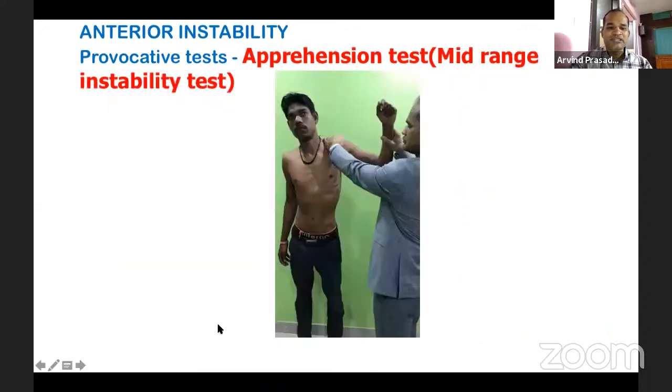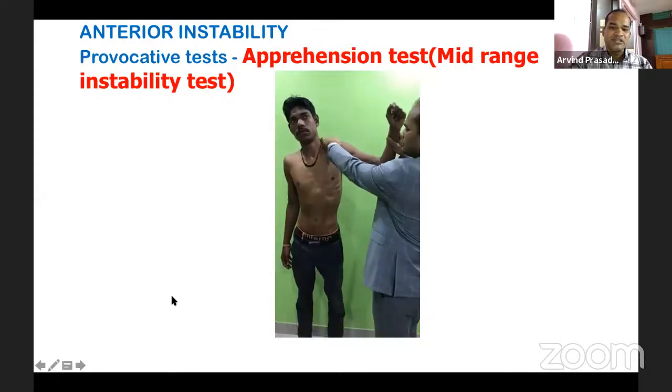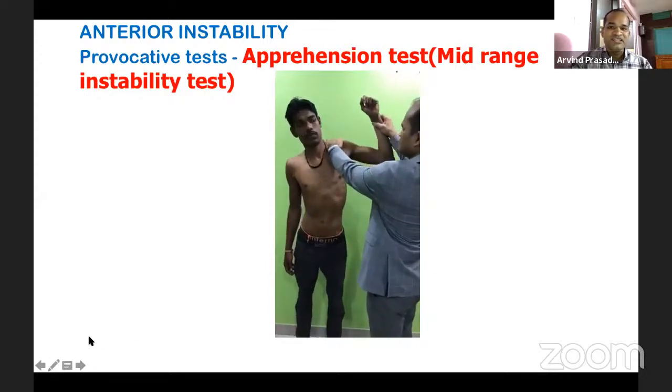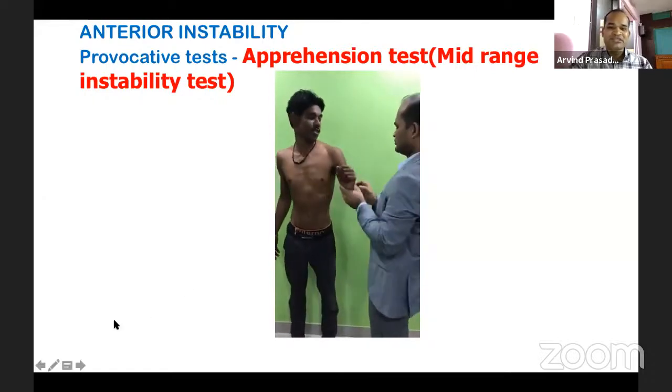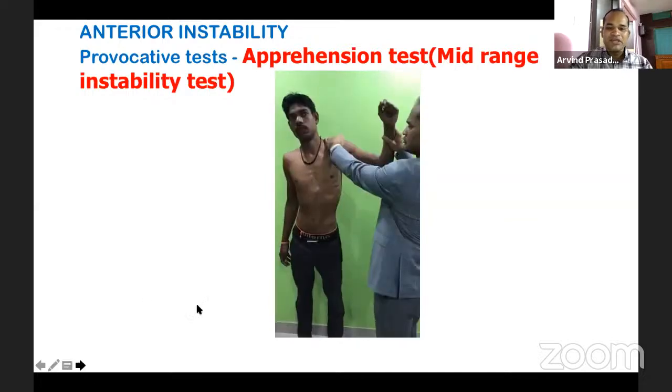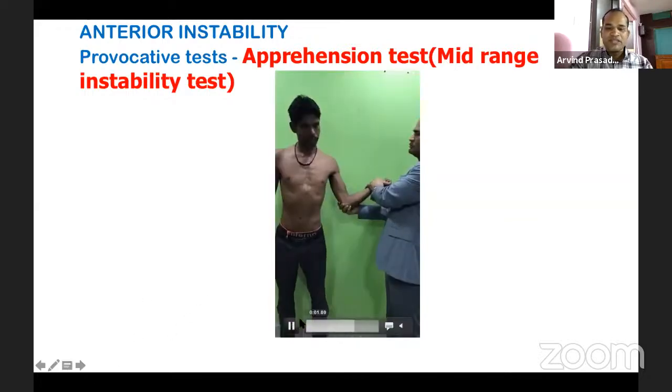Another test is the mid-range instability test. When dislocation of the shoulder joint is associated with a marked bony lesion, either of the glenoid or a very big Hill-Sachs lesion, then this test is called the mid-range instability test. Here you can see this mid-range instability test is performed at around 45 degrees of abduction only, with external rotation. And here the test is positive. It means this patient is having a bony problem also. This test was recently described by Jobe and Burkhart.